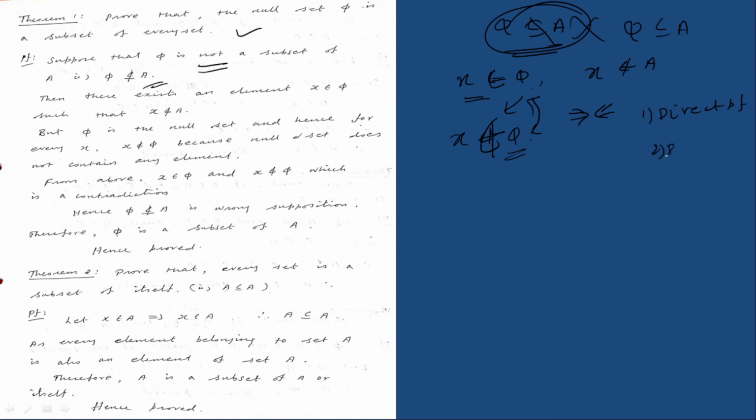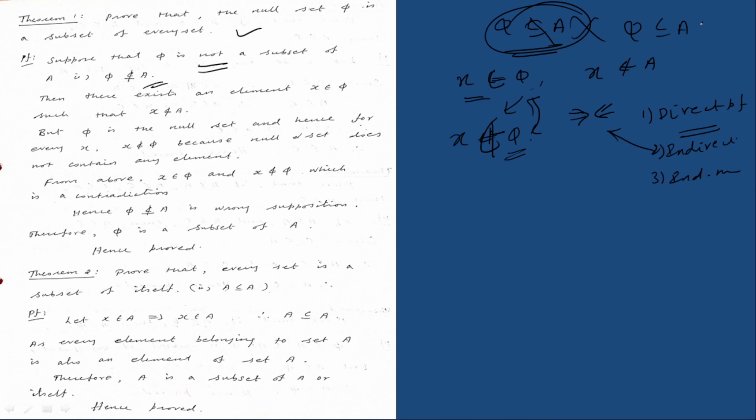The second one is indirect proof or proof by contradiction. This is the second method of proof. And the third one is the induction method. Direct proof means we assume the given statement and proceed. The indirect method of proof means we have to take the contrary of the given statement.